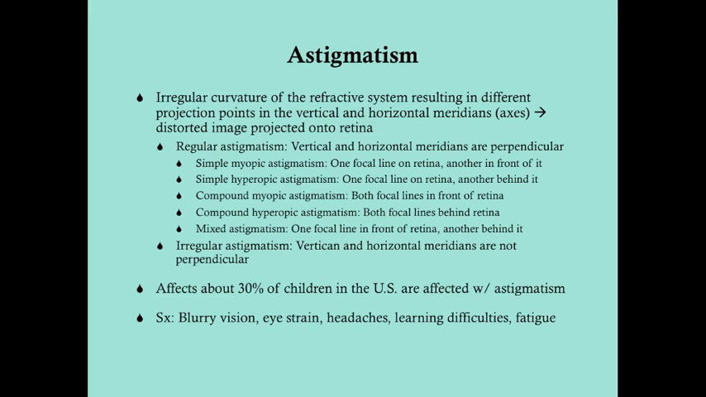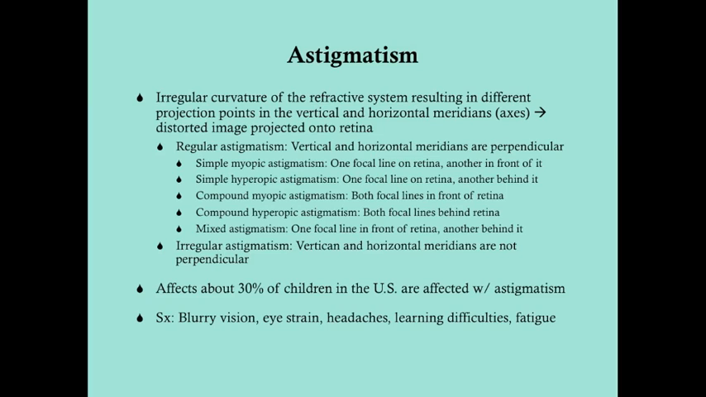So there's simple myopic astigmatism, and that's where one focal line, be it vertical or horizontal, is projected onto the retina and another in front of it, like myopia. There's simple hyperopic astigmatism, where one focal line is on the retina and another one's behind it, like hyperopia. And then there's compound myopic astigmatism, where both focal lines are in front of the retina, but they may be at different points. And compound hyperopic astigmatism, where both focal lines are behind the retina, but again, they may be at different points. They may not project at exactly the same point.